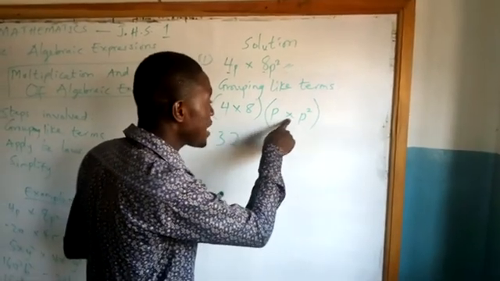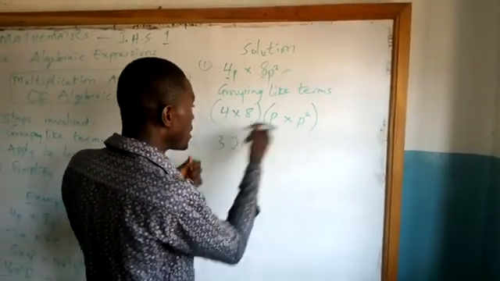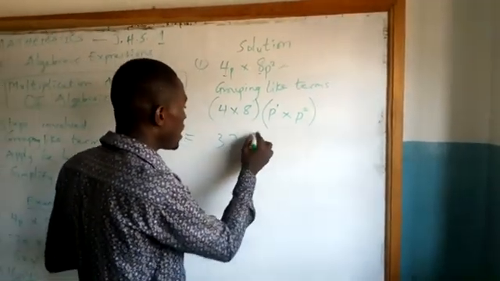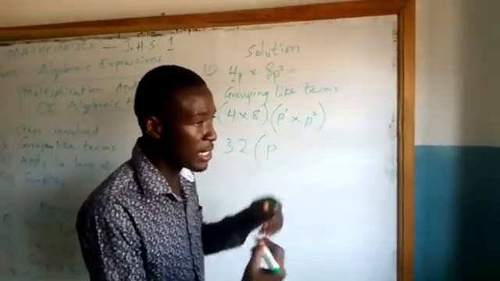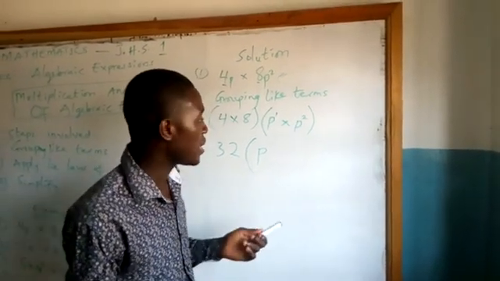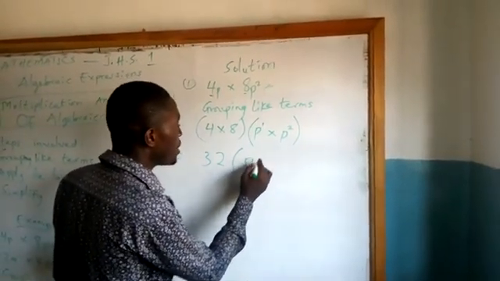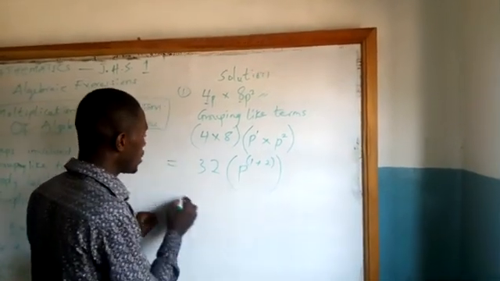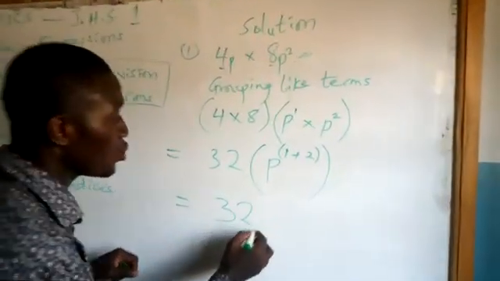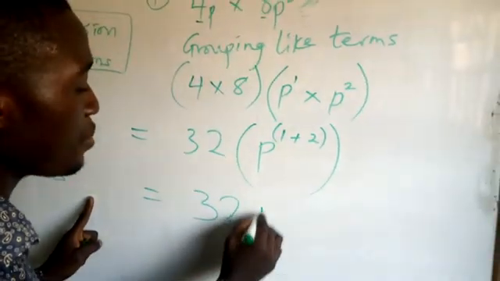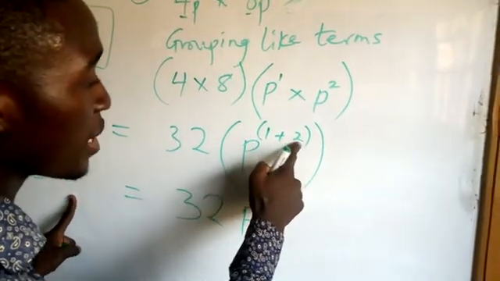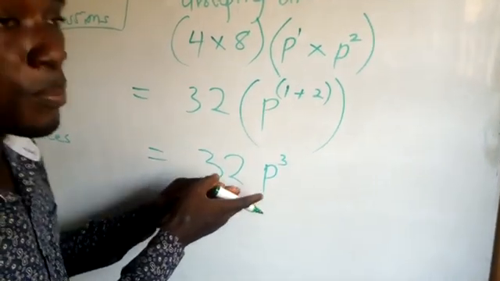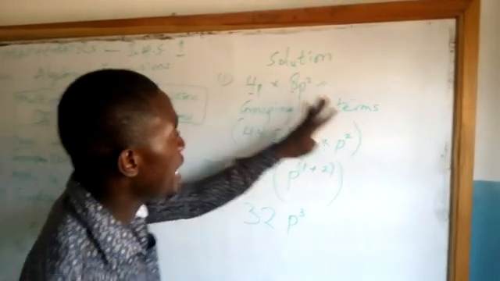Because they are multiplying and these are the same bases, we have to add the exponents as the law of indices demands. So we have p power 1 plus 2. Looking at this, we can now write 32, and write p1 and p2 as p3, because when you add 1 to 2, you get 3. So this becomes our answer, our product for multiplying 4p and 8p squared.